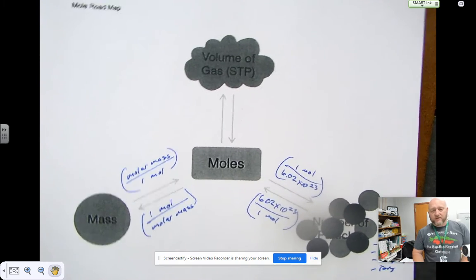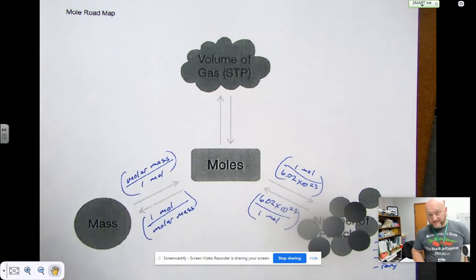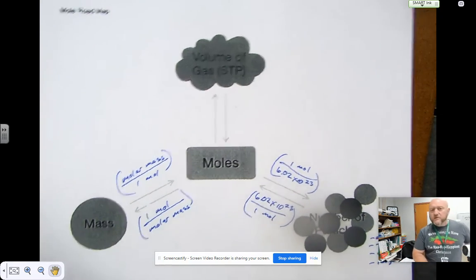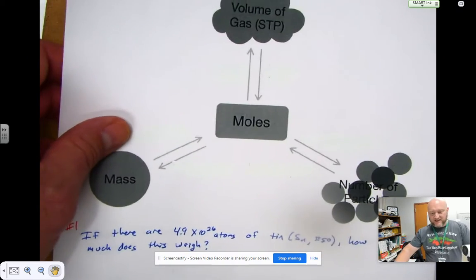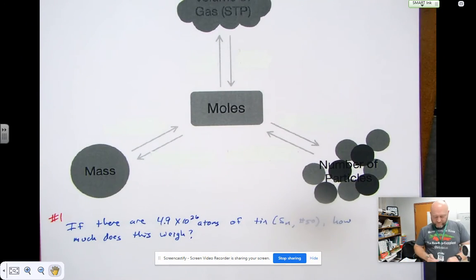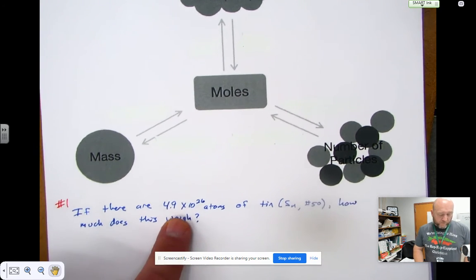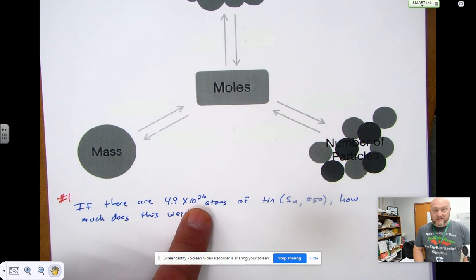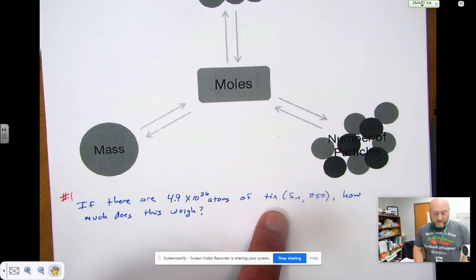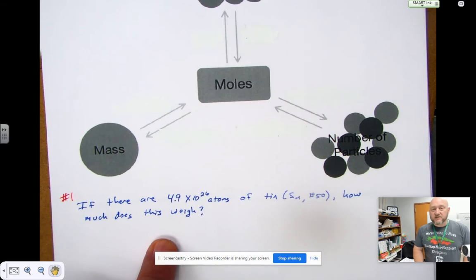Now you see at the top, there's an area for volume. We'll get to that one later. So let's turn our attention to the examples. We've got 4 different examples that I want to walk you through. So on your paper, go ahead and follow along with each one of these, and you're going to need to write in those same examples or write in the answers as we go along. So if there are 4.9 times 10 to the 6 atoms of tin, how much does this weigh?